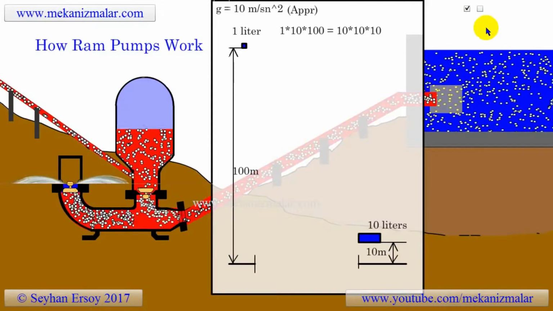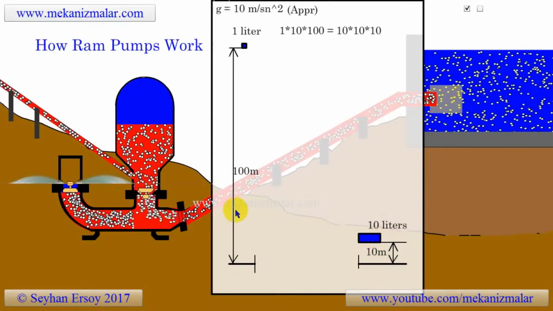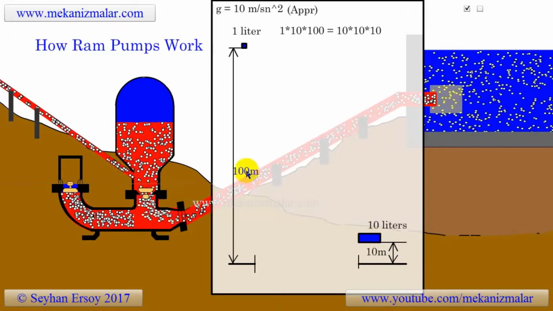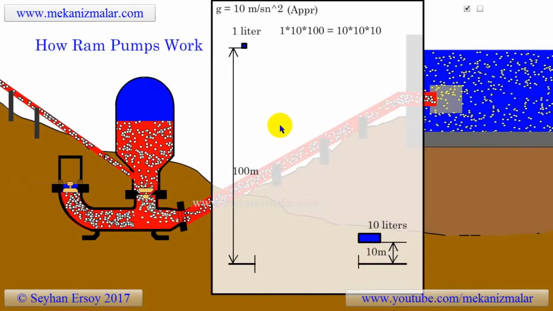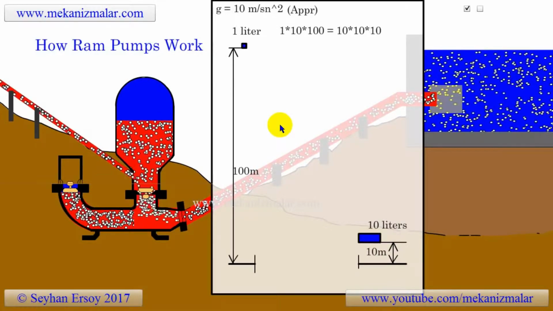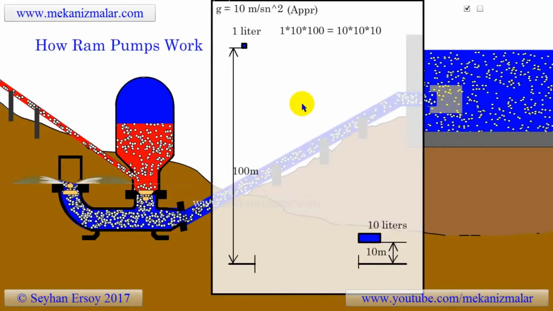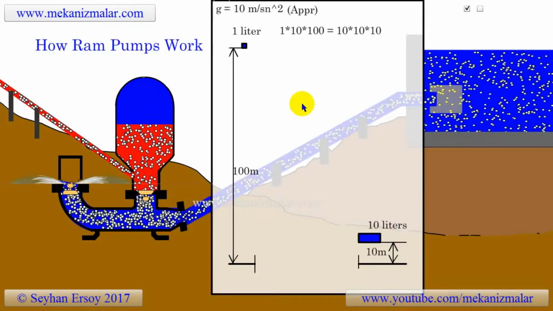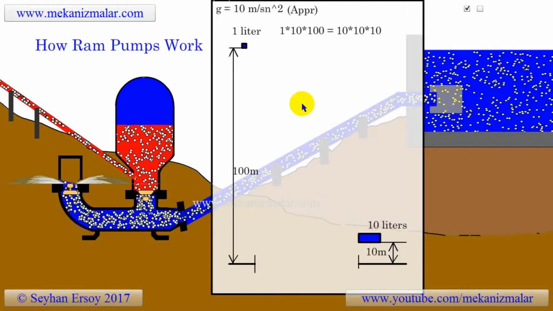As you can see, 10 liters of water with a water head of 10 meters has the same potential energy as 1 liter of water with a water head of 100 meters. The potential energy for both is approximately 1 joule. Assuming we have 100% efficiency, this means that the water flow of 10 liters per second at a 10-meter drop has enough potential energy to pump 1 liter of water per second up 100 meters.